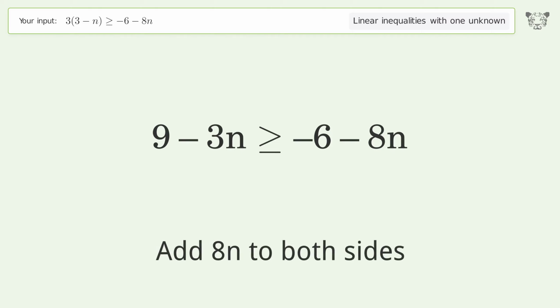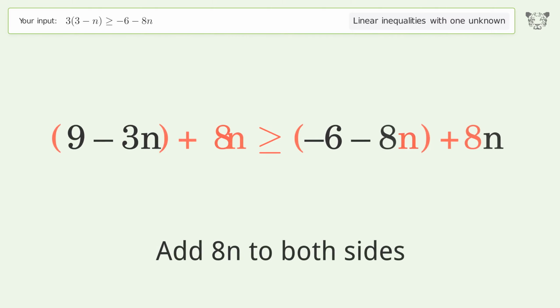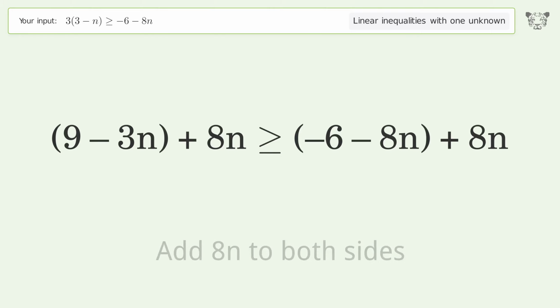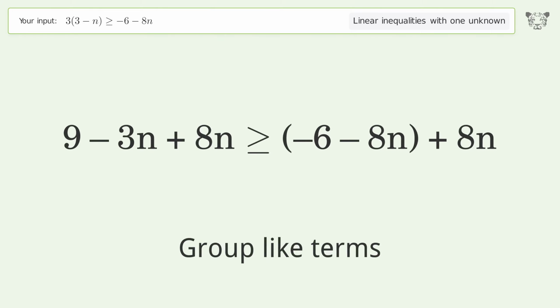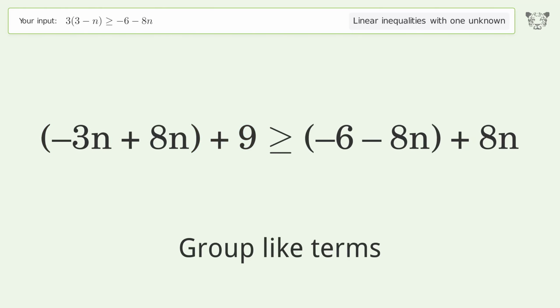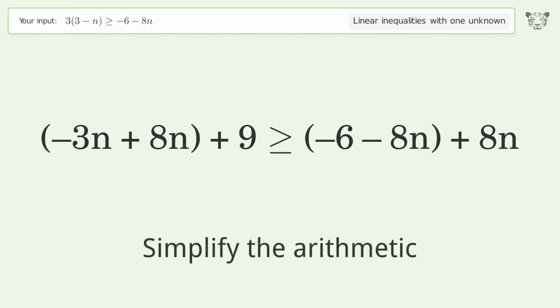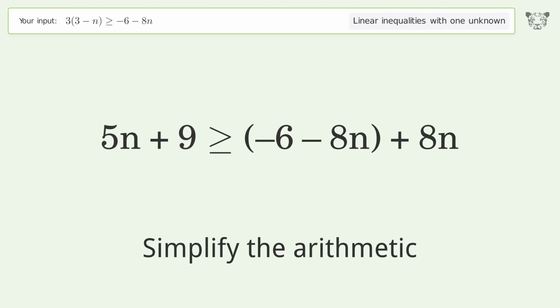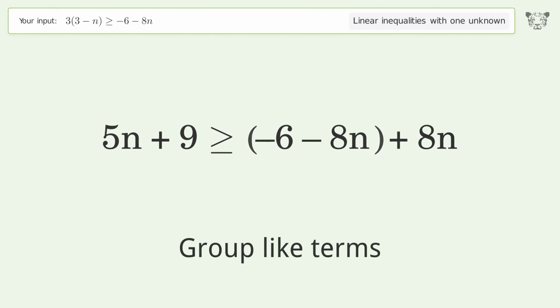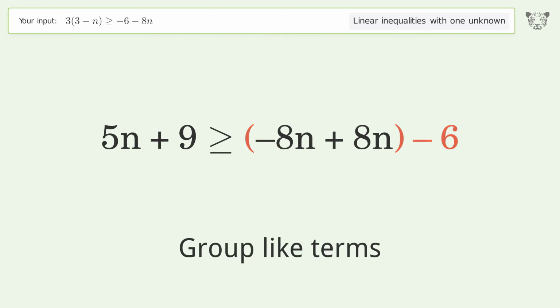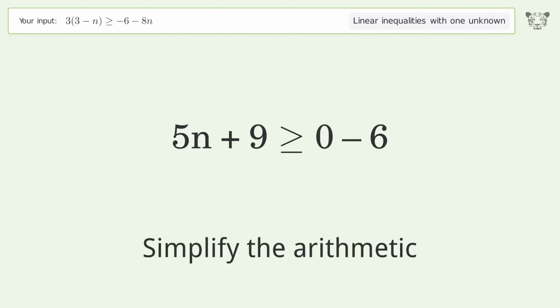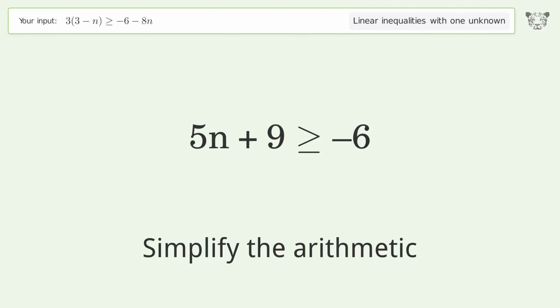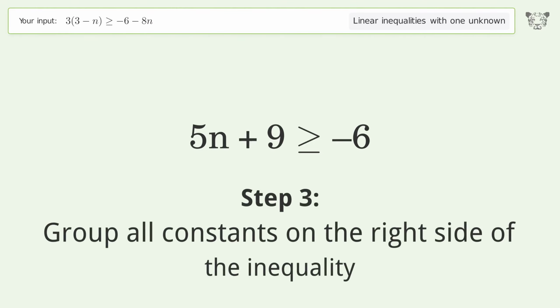Add 8 to both sides. Group like terms. Simplify the arithmetic. Group like terms. Simplify the arithmetic. Group all constants on the right side of the inequality.